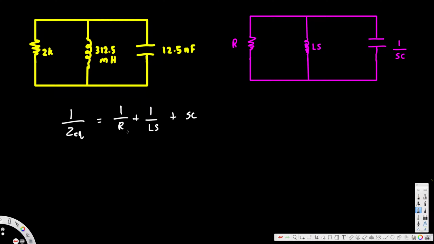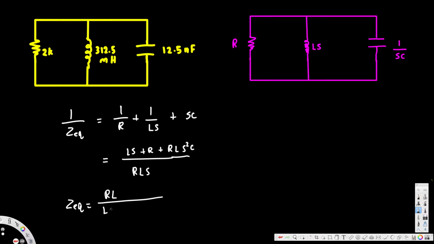Okay, now we can take the common denominator. If we take RLS as our common denominator, this is going to become LS, and here we are going to have R. Then we multiply this one with RLS. That's going to become R times L times S square C. Okay, so this is what we have for 1 over Z equivalent. Our purpose is to find Z equivalent. Z equivalent is going to be RLS over these values.